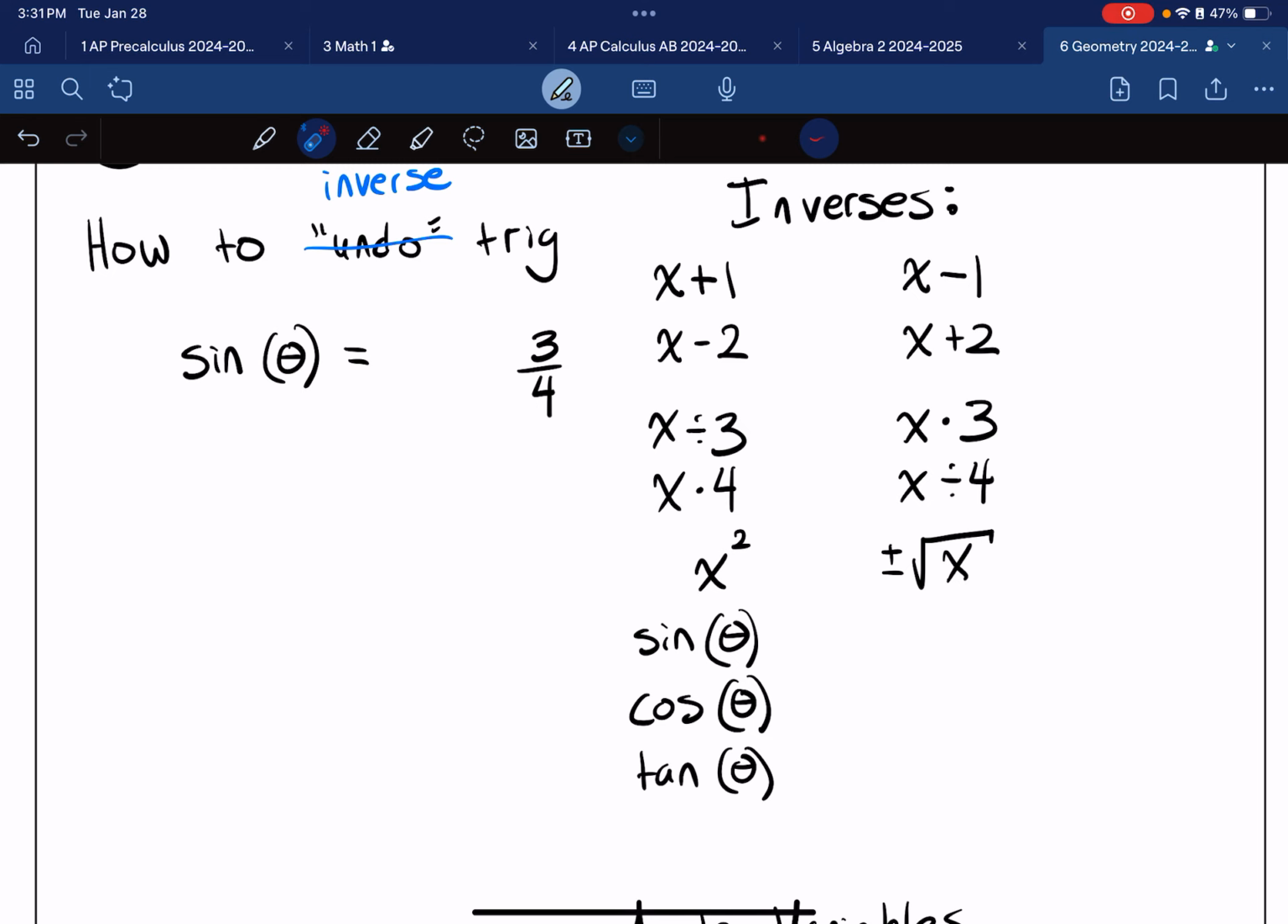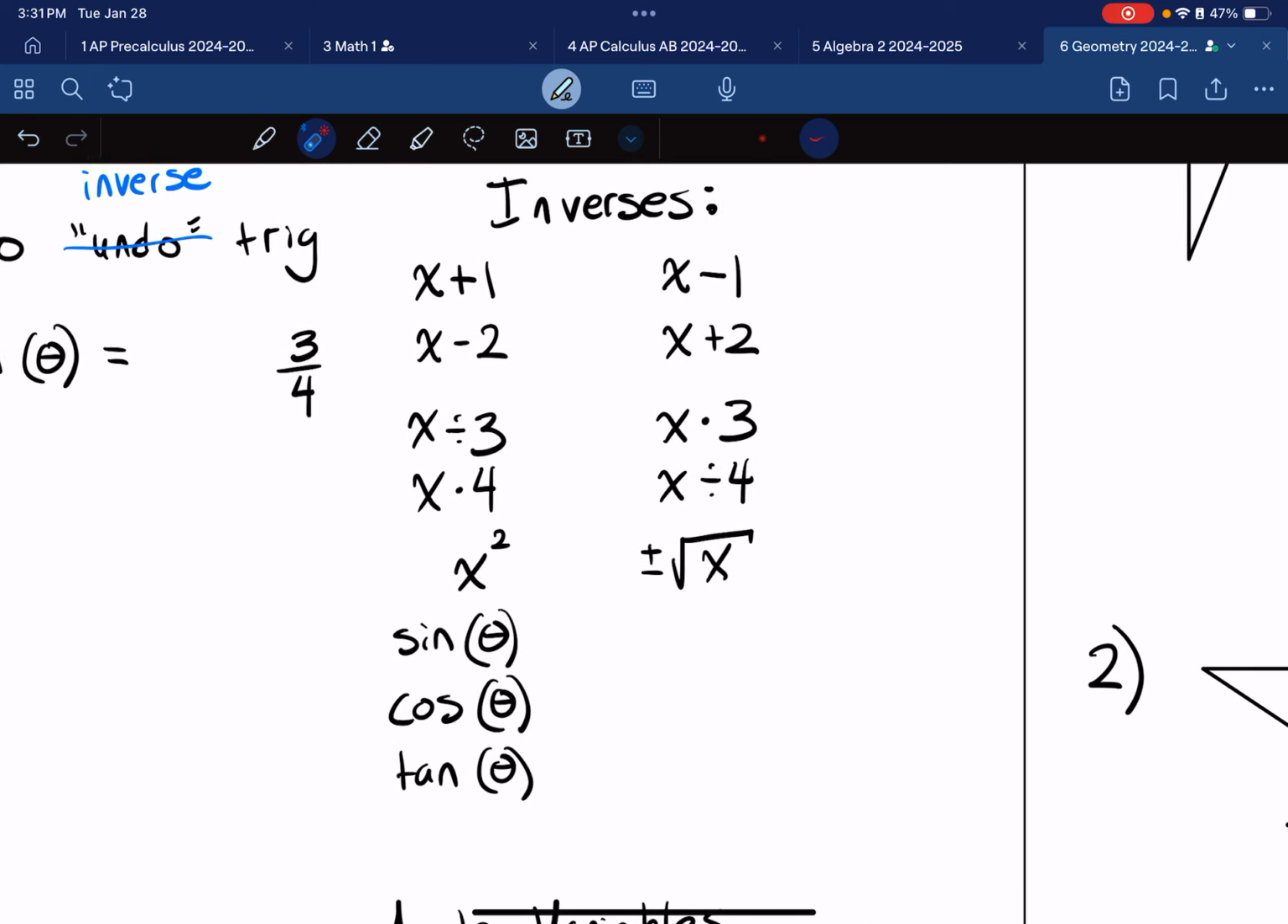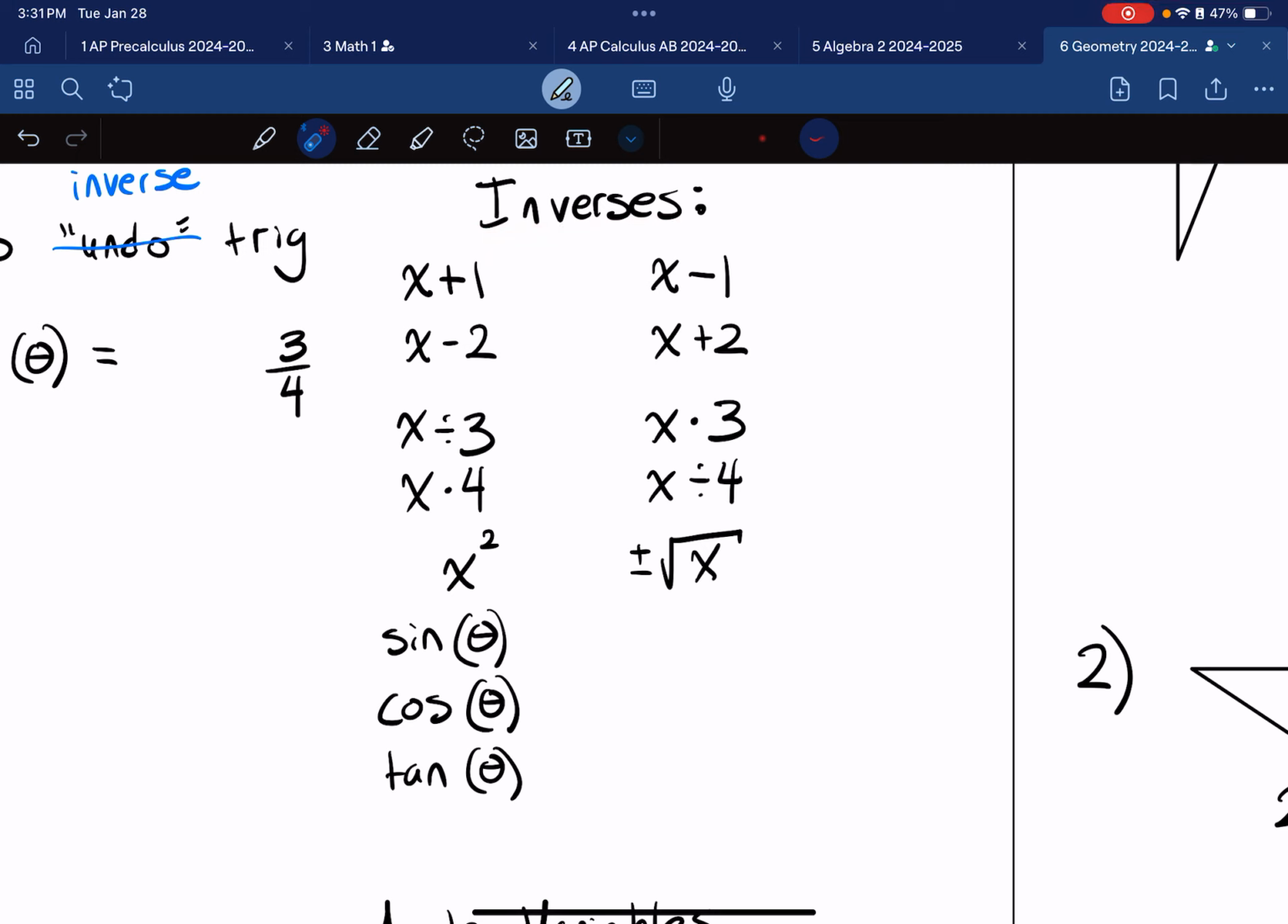And to do an inverse, it's worthwhile talking about inverses in general. So the inverse of x plus 1 is x minus 1, because the opposite of plus 1 is minus 1. The opposite of minus 2 is plus 2. The opposite of divide by 3 is multiply by 3. The opposite of multiply by 4 is divide by 4. This one is a tricky one. The opposite of x squared is the plus or minus square root of x.